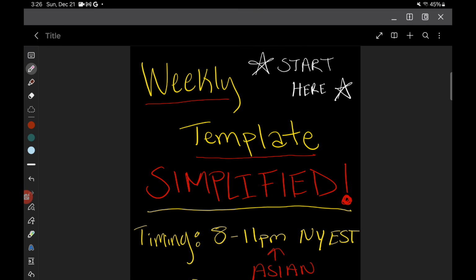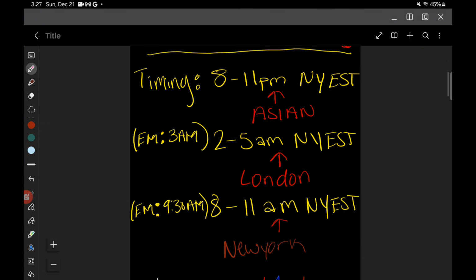I personally feel like the weekly template is something that a beginner in Stacy Berg strategy should automatically start off with because it's simple. It lays out the template for you, and all you have to do is follow it. So let's get right into the basics.